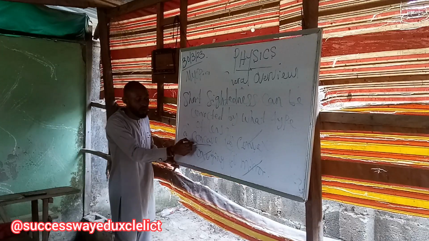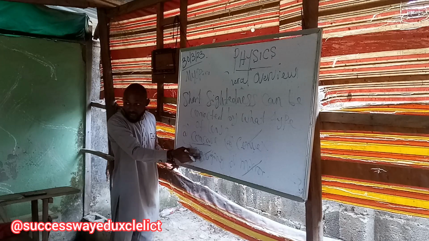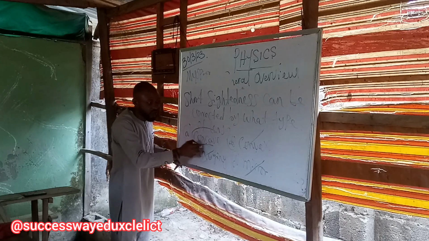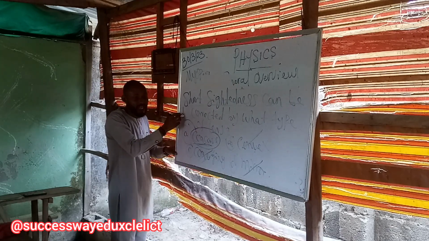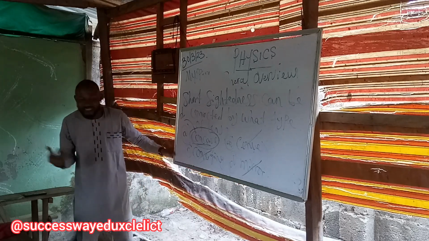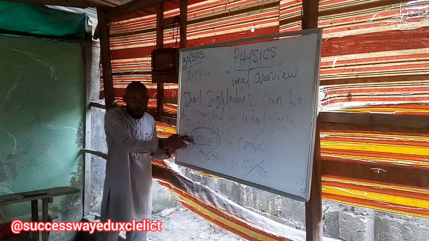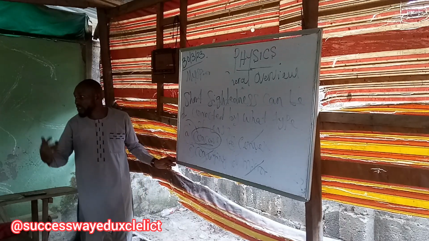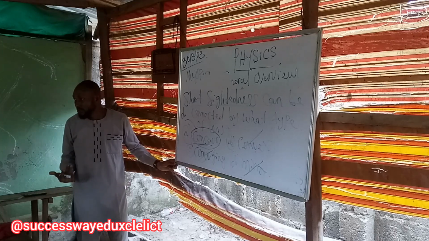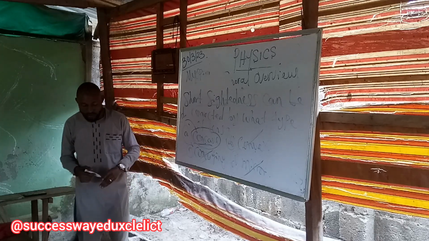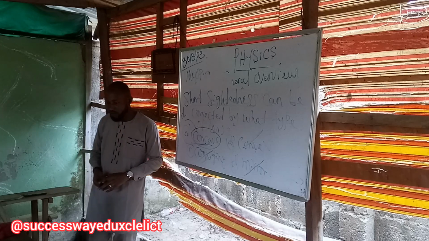Now, if you do not see concave, they might change it to what? Diverging lens. So know it that be it diverging lens or concave lens, we are referring to the same thing here. Am I communicating? Yes. Good. So we've looked at question number 2.